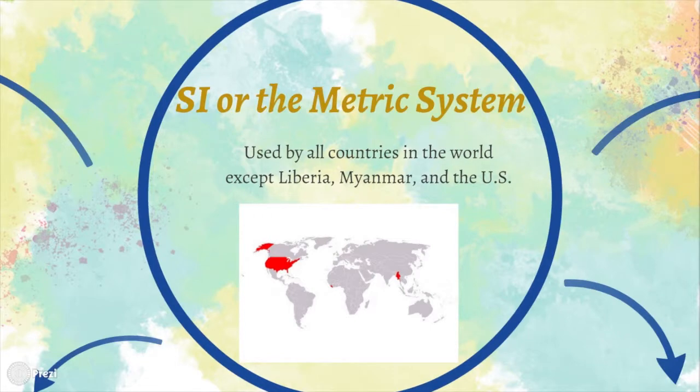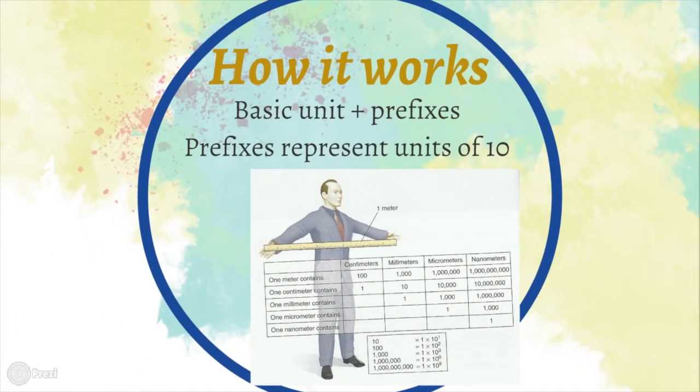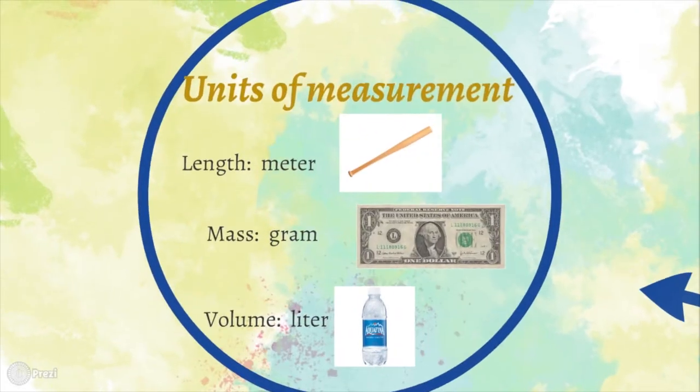So here's how it works. For each type of measurement, there's a basic unit, and then prefixes are added to represent larger or smaller units. These prefixes represent units of 10, so it's really easy to convert between units. Here are the three basic units of measurement.